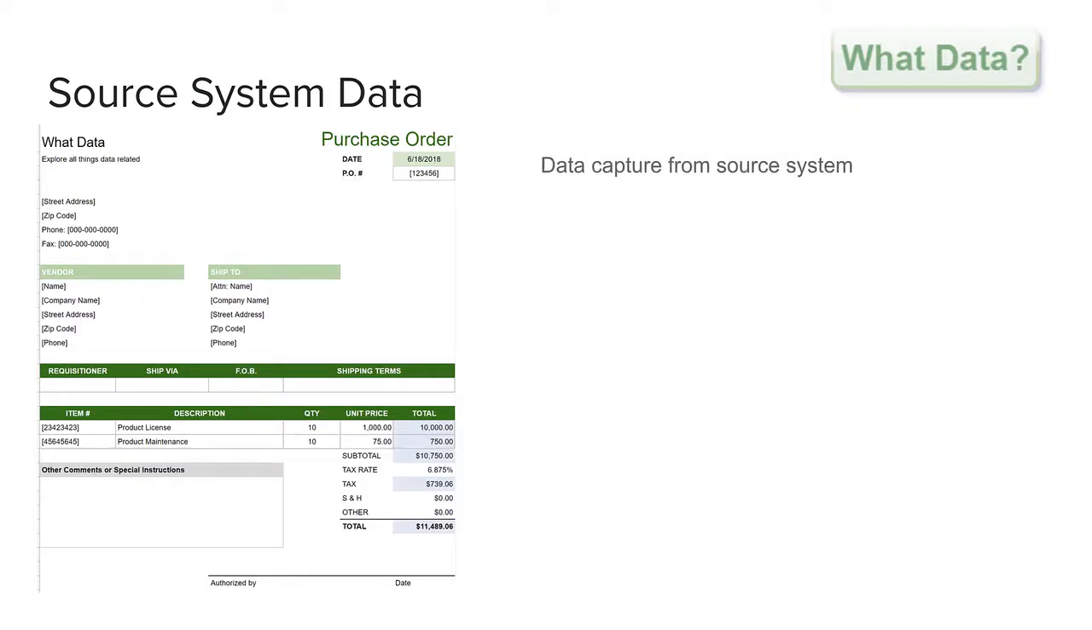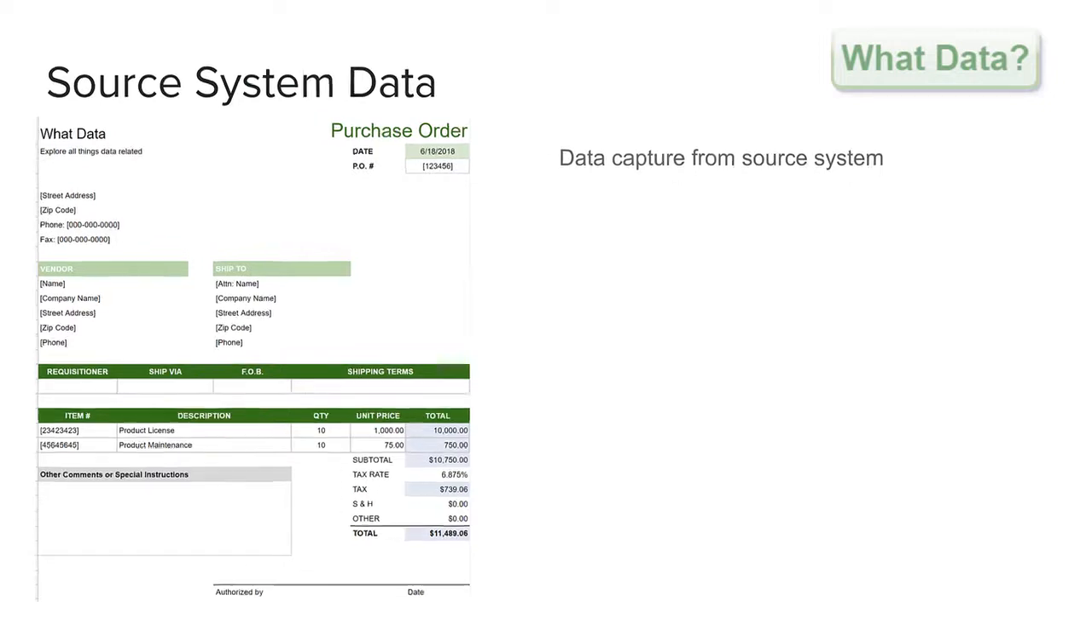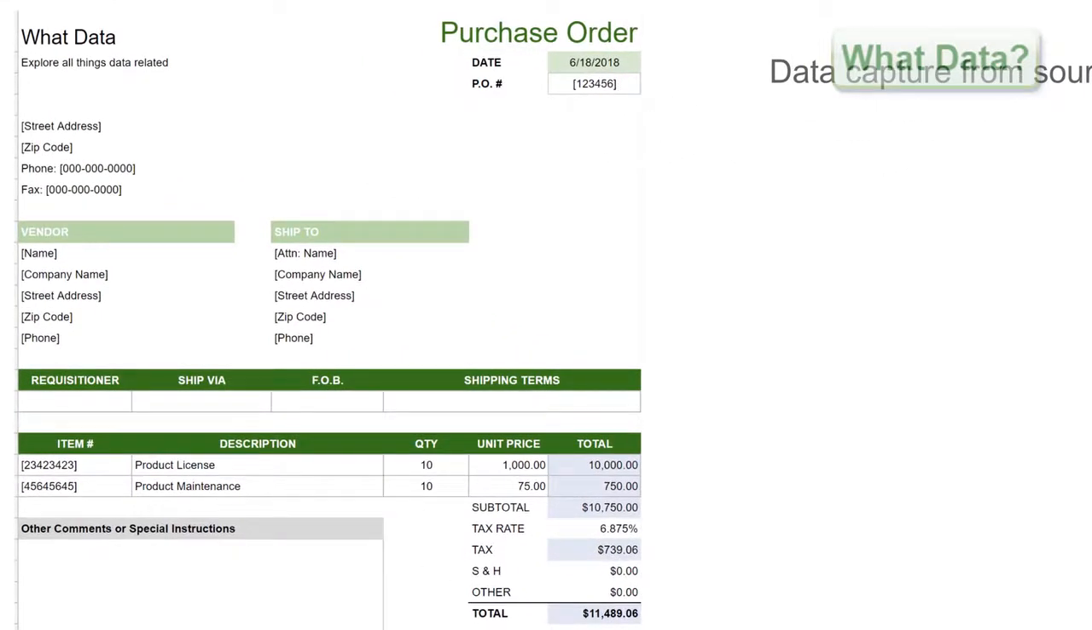In this section, we will look at the process of capturing data from a source system and how we can process that data to bring it into a database. On the left is a sample purchase order which captures information about the company, the date, the recipient vendor, as well as the purchase order items. In this scenario, the purchase order has been made for 10 product licenses and 10 product maintenance software keys.